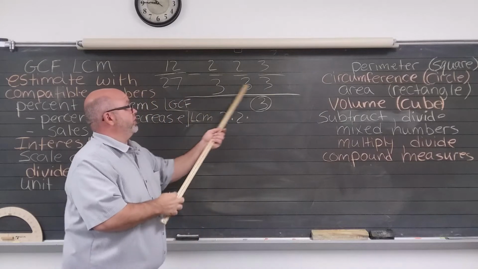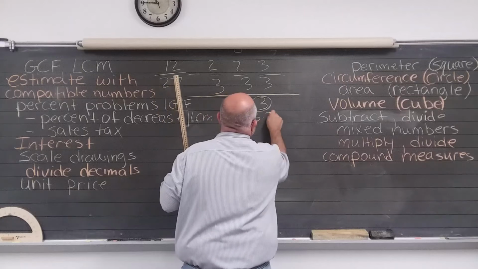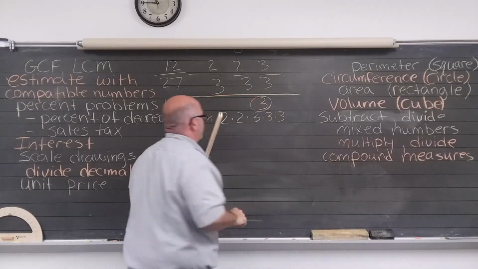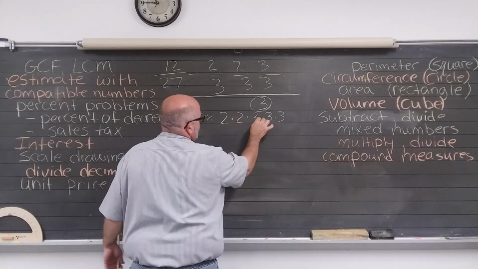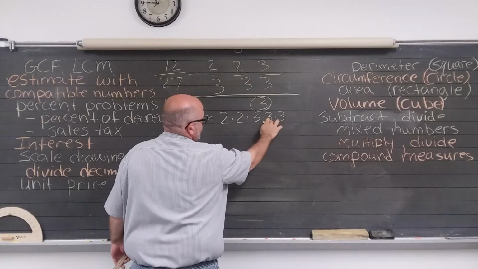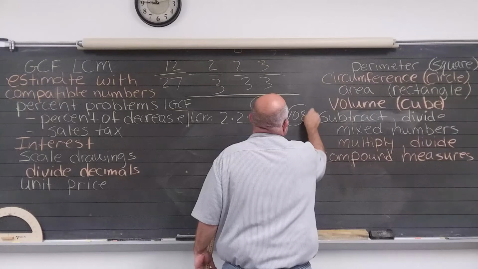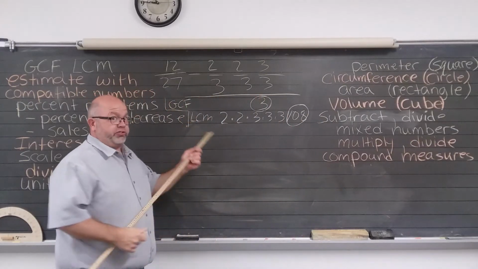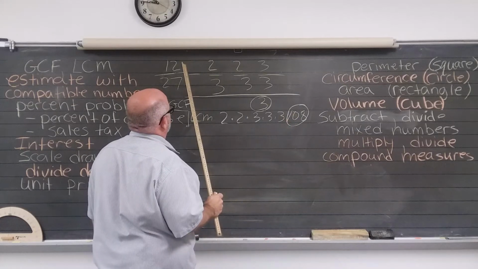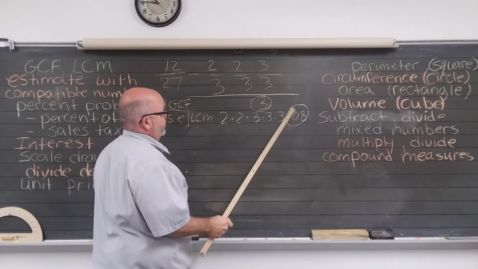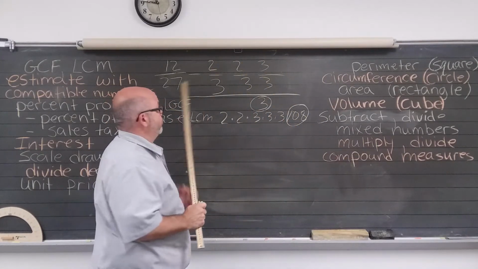And here you have 3 3s. That's the only 3 that does not get written down. 3 3s. And then you multiply those together. 2 times 2 is 4, times 3 is 12. Here you have 3 times 3 is 9. 12 times 9 is 108. That's your least common multiple, the lowest number that can be divided evenly by 12 and 27. 12 goes into 108 9 times, 27 goes into 108 4 times.